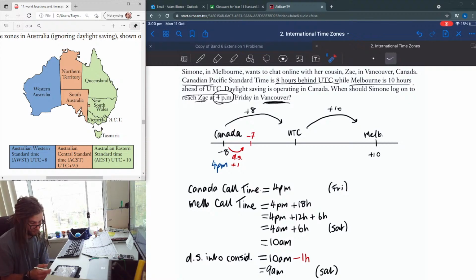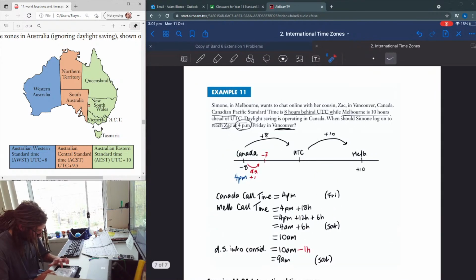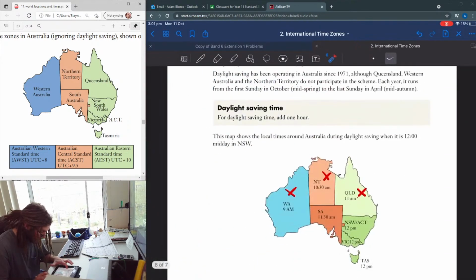So yeah, maybe it does make sense to put the daylight savings in here first. I don't know. But yeah, that's all there is to do with Australian time zones.